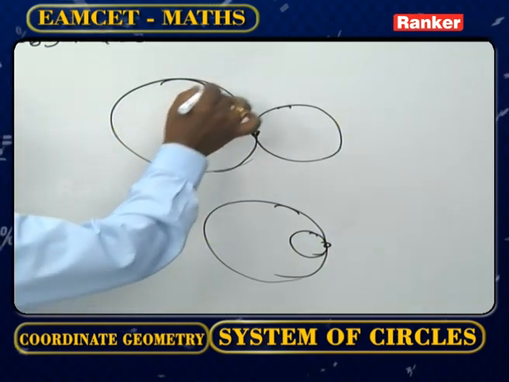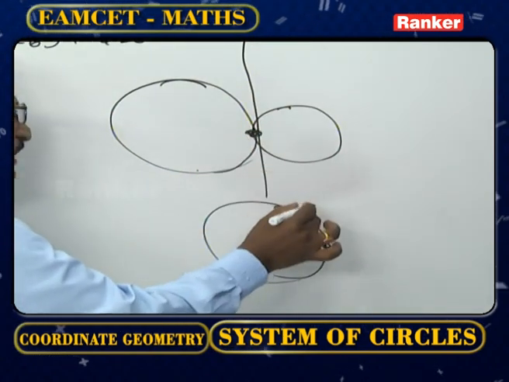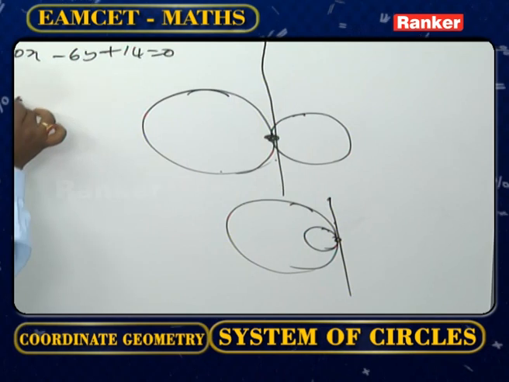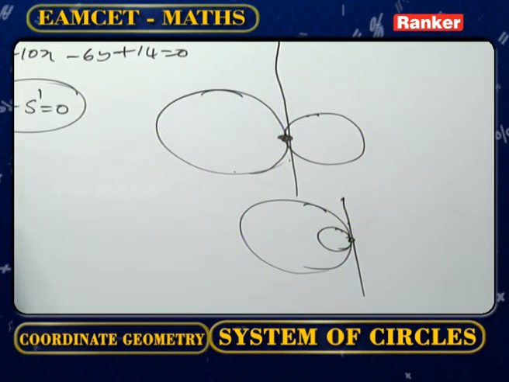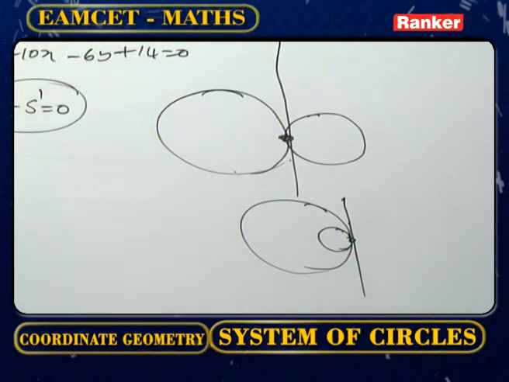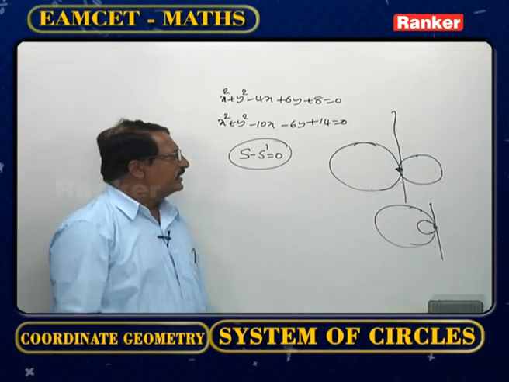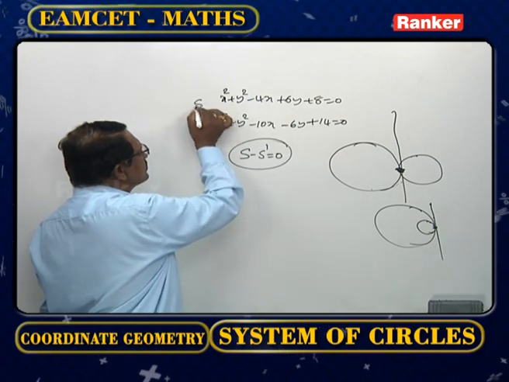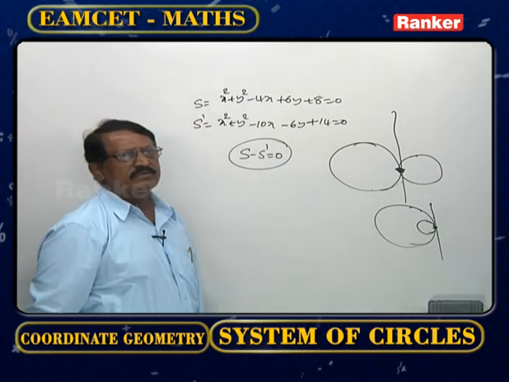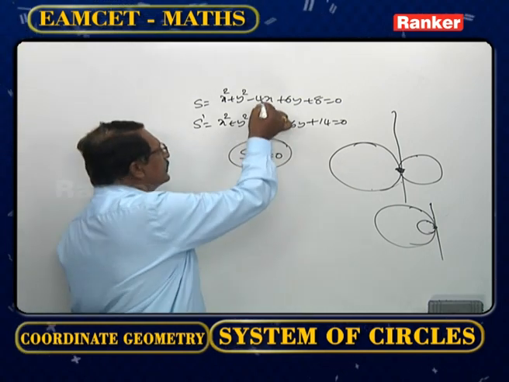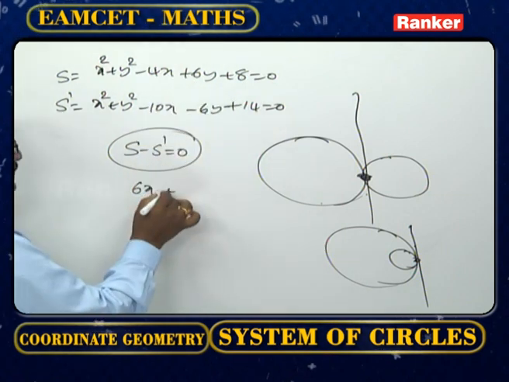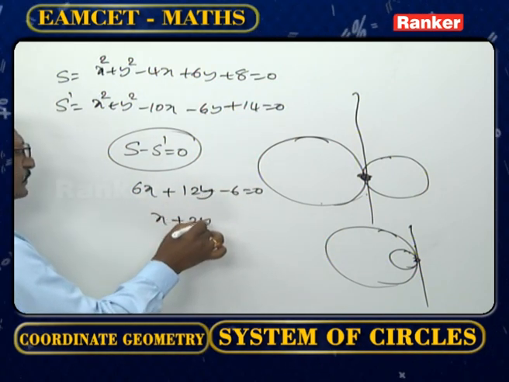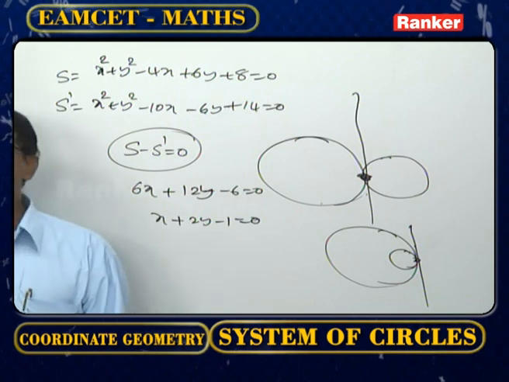Now the equation of the common tangent at their point of contact is S − S′ = 0. From one circle equation, subtracting the second equation, we get the equation of the common tangent at their point of contact. Considering the first circle S = 0 and the second S′ = 0, the equation of the common tangent at their point of contact is 6x + 12y − 6 = 0, or x + 2y − 1 = 0.